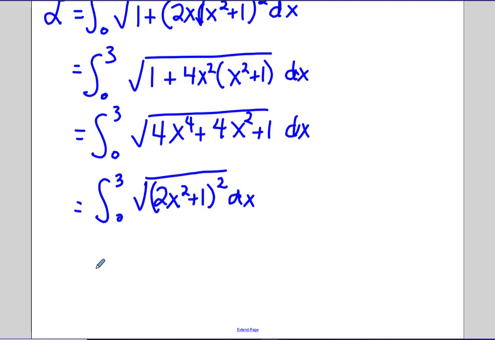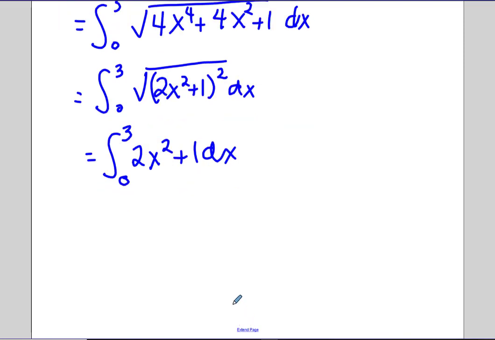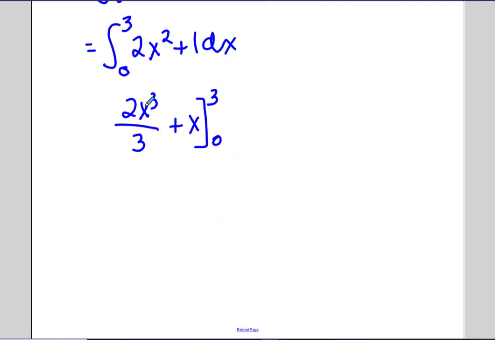So that integral is 2x squared plus 1 from 0 to 3. And integrating, we've got 2x to the 3rd divided by 3 plus x evaluated from 0 to 3. And this is going to be 27 divided by 3 times 2. That's 18 plus 3. And then evaluating at 0, that's still minus 0. So our arc length measure is 21.